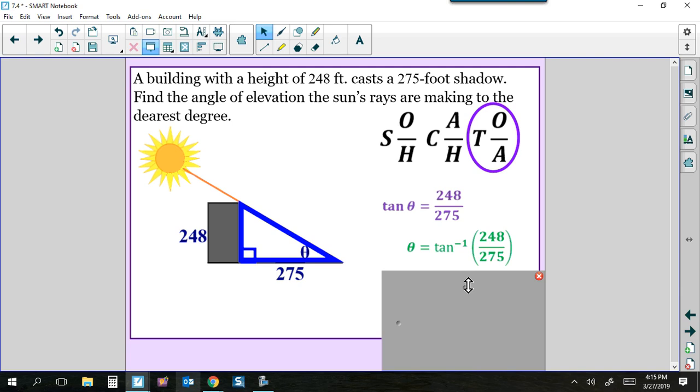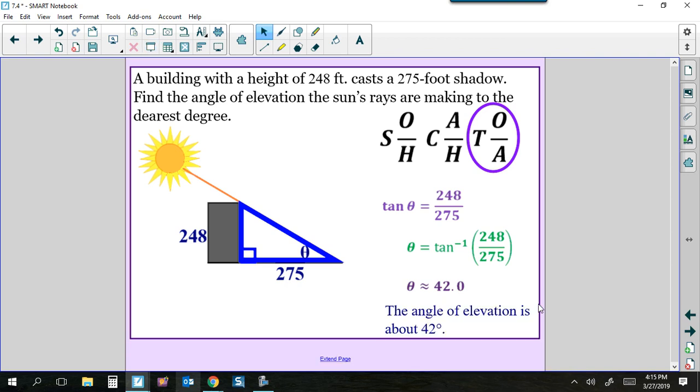What's the magic button you've got to hit? Shift. Hit your shift. Don't forget, everybody, to hit the shift. So shift tangent, 248 divided by 275 gives you a degree of about 42 degrees. Please remember, always, always, always, regardless of what you get, your degrees or your angles will always be to the nearest whole degree.